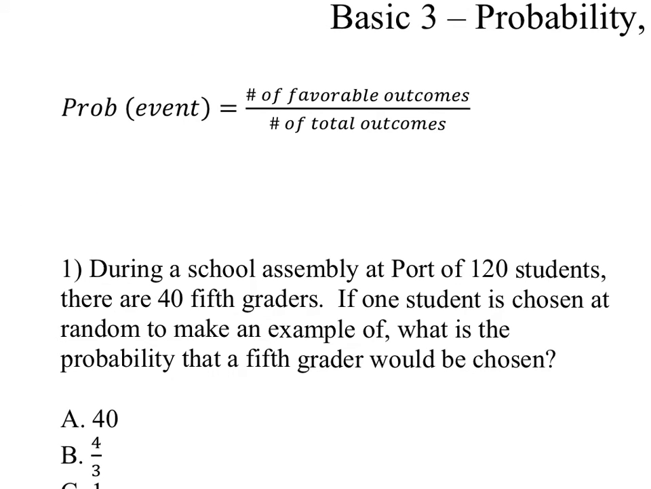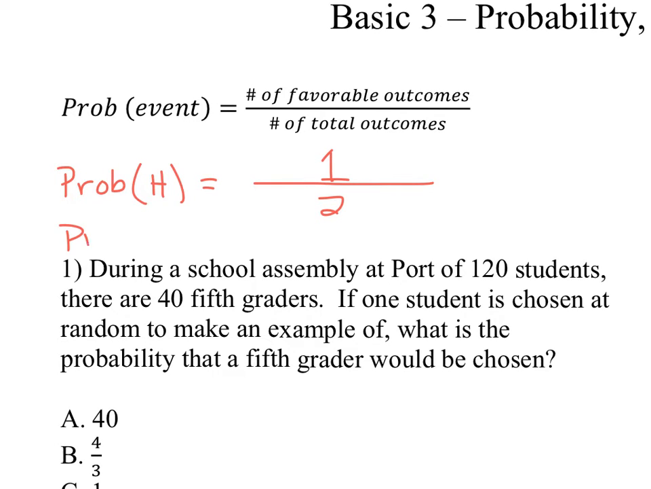Now we're going to talk about probability. The probability of an event happening is the number of favorable outcomes divided by the total outcomes. Just a quick example. Let's say that you were to toss a coin. What is the probability that you would get a head? What are the number of favorable outcomes? How many heads are there on a coin? There's 1. How many total outcomes are there? Well, there are 2 sides to a coin, a head and a tail. So the probability of getting a head is 1/2.